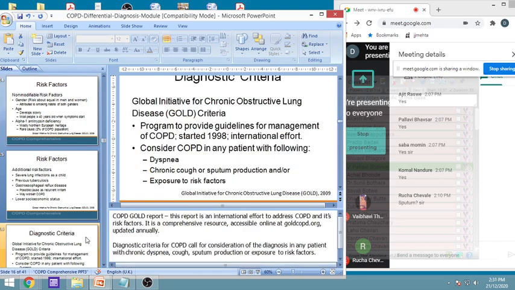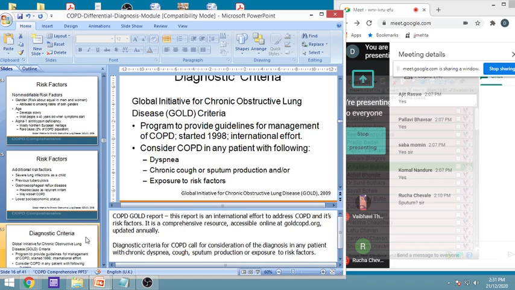Then let us go to the diagnostic criteria. There is one big organization working on obstructive lung diseases, and they have given a global initiative for the whole world, with some guidelines. They are called the GOLD criteria. G is for Global Initiative, and OLD is for Obstructive Lung Disease. So this is the Global Initiative for Chronic Obstructive Lung Disease, called the GOLD criteria or GOLD guidelines.